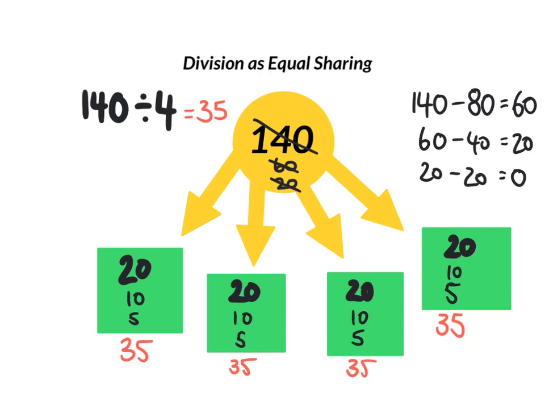In summary, we can see division as equal sharing. We started with 140 and we shared out 80. We then had 60 left over and we shared out 10 more to each group. We then had 20 left over, so we shared out another 5 to each group. 20 plus 10 plus 5 is 35 in each group. 140 divided by 4 is 35.